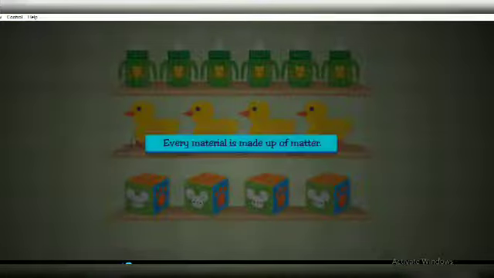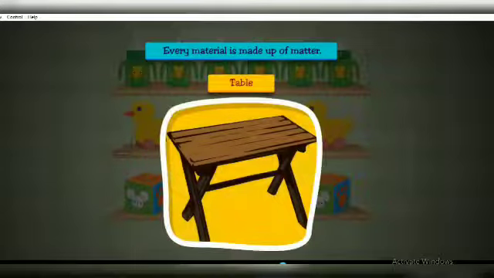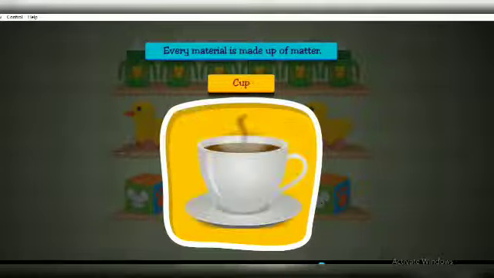Every material is made up of matter. Anything that has mass and occupies space is called matter. A book, a table, an apple, a cup, everything is made up of matter.